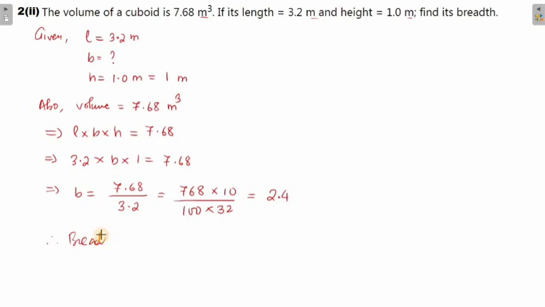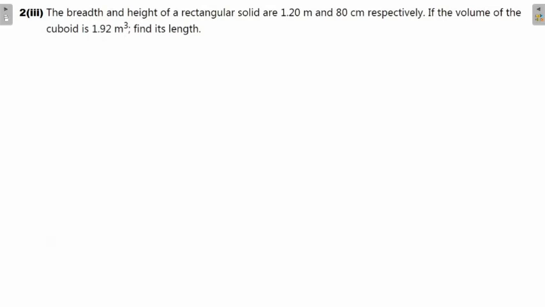Breadth is how much? Breadth is 2.4, and the unit is going to be meter because you are making use of the unit meter in this case. All right, so you may pause the video and note down your solution. Let's move to the next question.